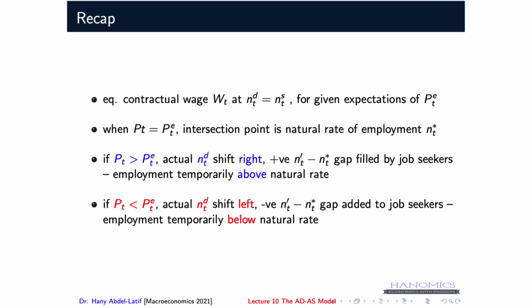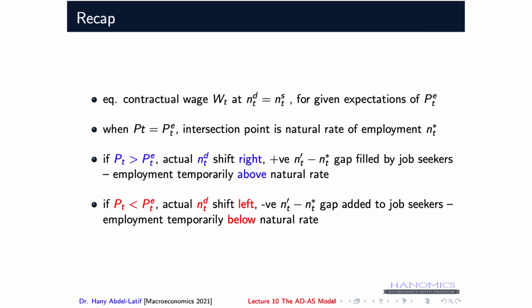So it's the same condition, or the same assumption, we made when we discussed this using the wage setting relation and price setting relation. We said that intersection point would be the natural rate of unemployment, because we had unemployment on the horizontal axis. But here, because we have employment, or N, on the horizontal axis, the intersection point between labor supply and labor demand denotes the natural rate of employment, if the actual price equals the expected price level.